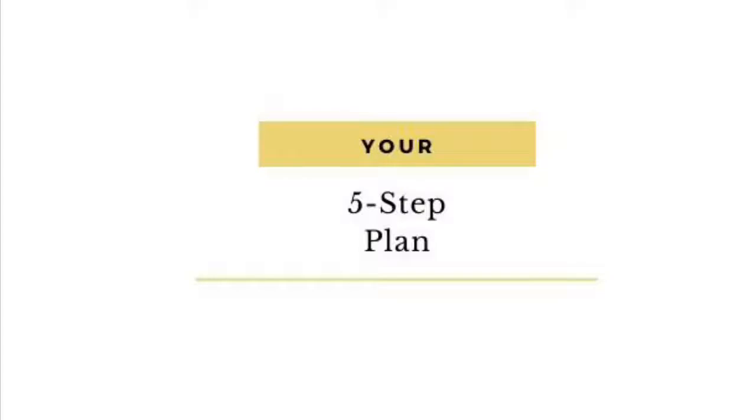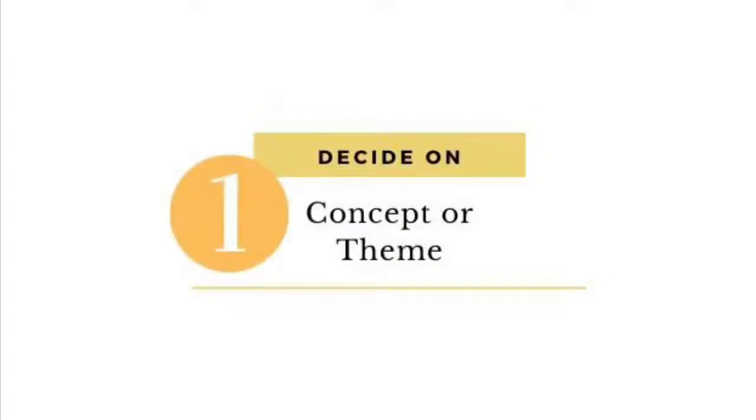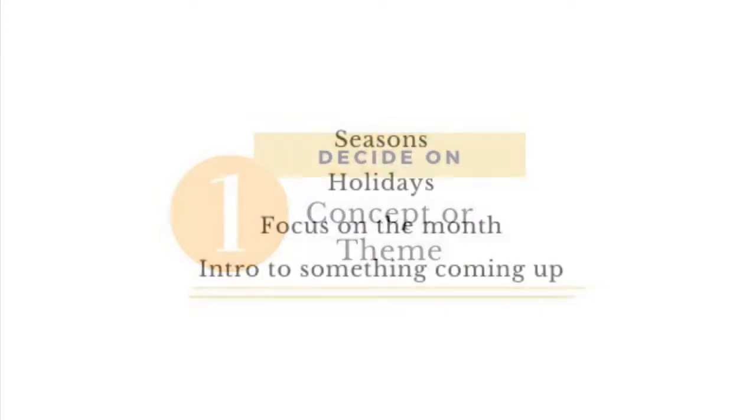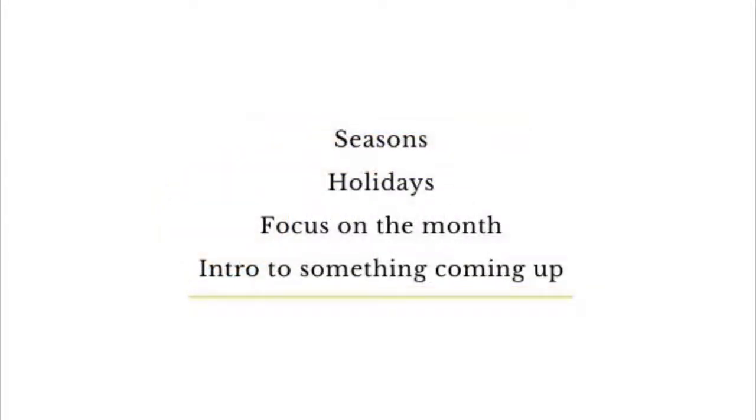So here's your 5-step plan. 1, decide on concept, theme, or maybe even both. For example, what seasons or holidays are coming up? If it's in October, maybe you do an autumn or Halloween theme. You can do a focus of the month that you've been doing in your studio, or an intro to something that is coming up.